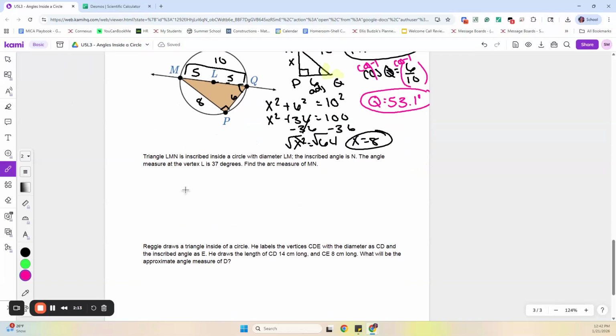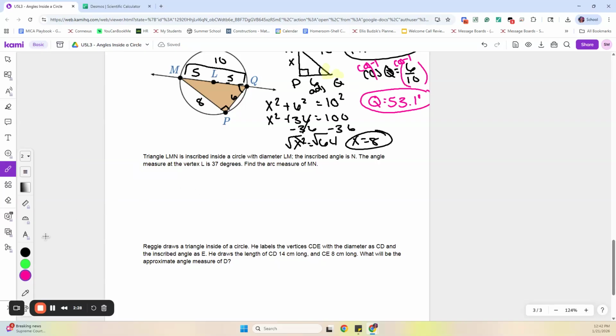Next one, triangle LMN is inscribed in a circle with diameter of LM. The inscribed angle is N. The measure of the vertex L is 37 degrees. Find the measure of arc MN.